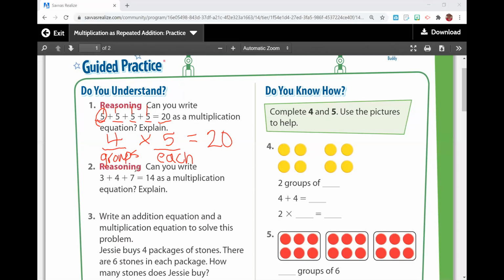Now number 2. Can you write 3 plus 4 plus 7 equals 14 as a multiplication equation? No, you cannot. If I do not have equal groups, equal numbers to add, then I cannot make that into a multiplication problem. So no, there are no equal groups. Please write this down in your page number 9.